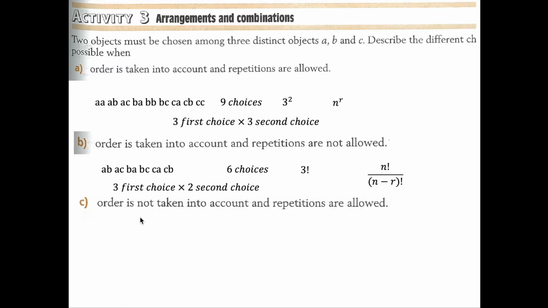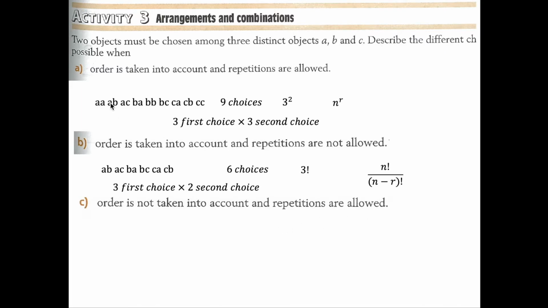For C, order is not taken into account and repetitions are allowed. So this is a combination with repetition. This is the hairy one with that awful formula. Let's first have a look at what we're talking about. Repetitions are allowed, so AA is good.